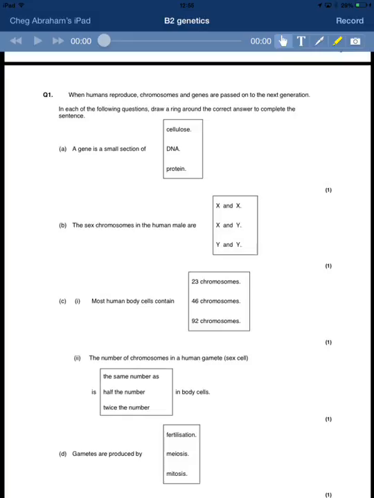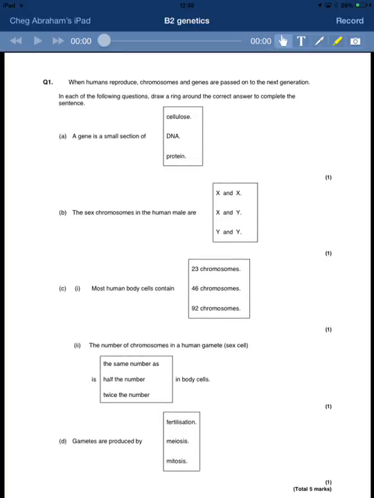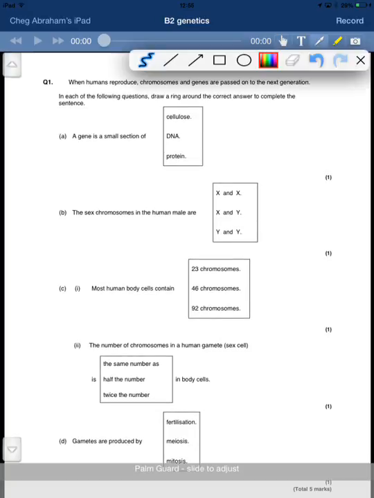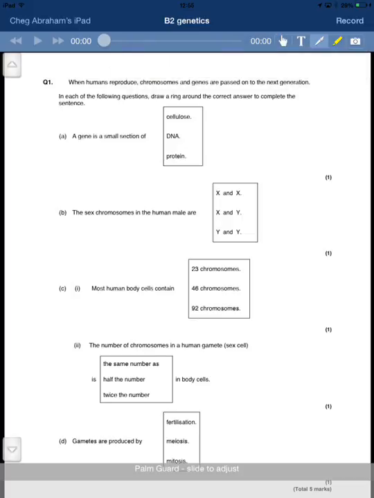Okay, so question one. When humans reproduce, chromosomes and genes are passed on to the next generation. That happens, by the way, via sperm and eggs, their gametes produced by meiosis. In each of the following questions, draw a ring around the correct answer to complete the sentence. A gene is a small section of... Okay, well, let's go through these. If you know the definitions I've just talked about, your mark is easy here.